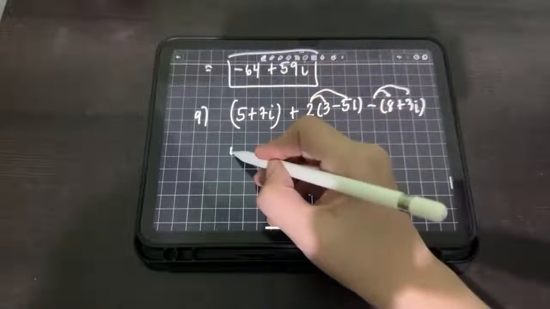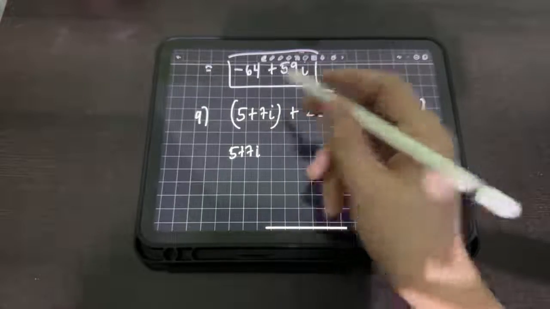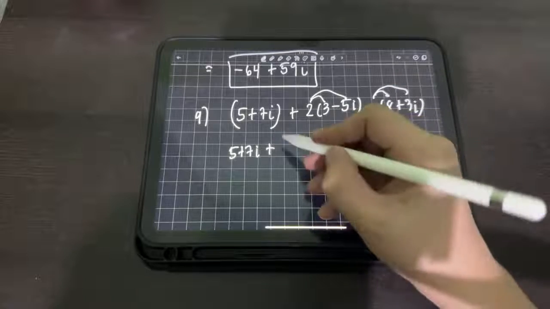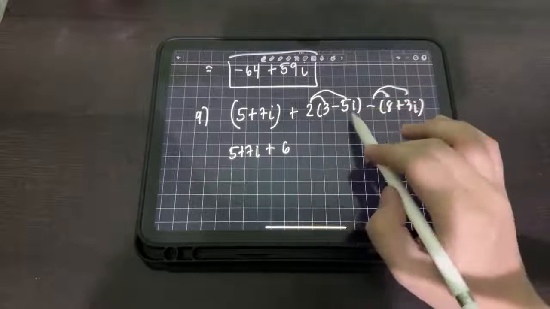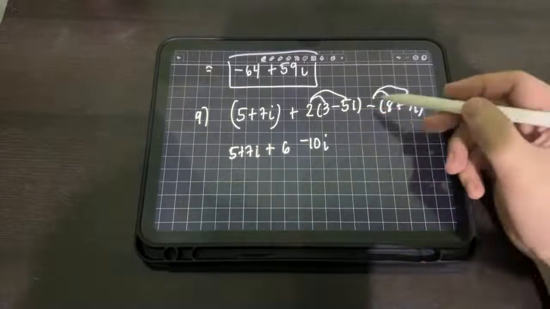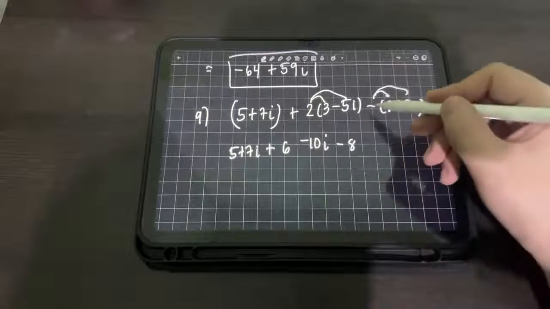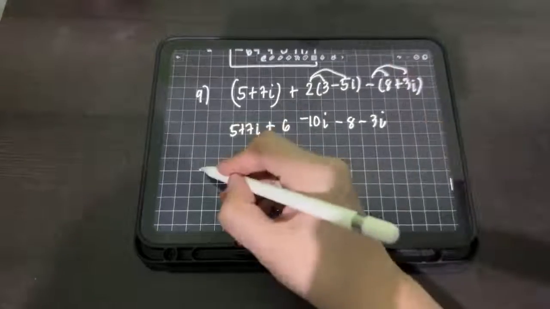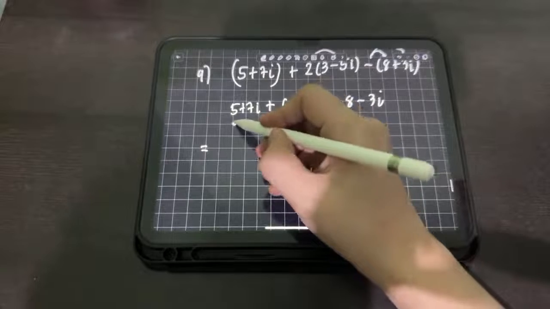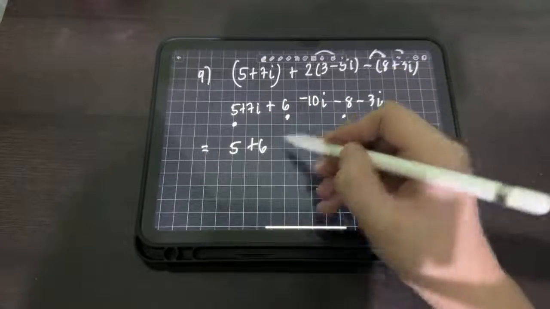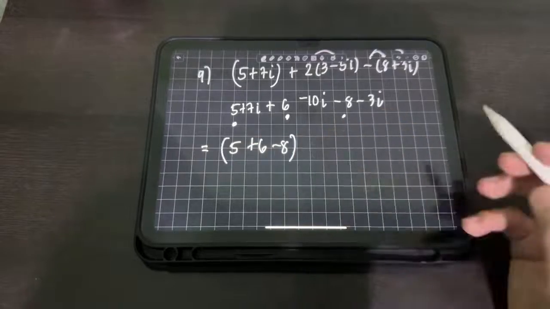We will have 5 plus 7i, just copy. 2 times (3 minus 5i). Okay, let's multiply now. 2 times 3, that's 6. 2 times negative 5i, negative 10i. Then distribute the negative. We will have negative 8 minus 3i. Okay, combine the real parts. So, 5 plus 6 minus 8.